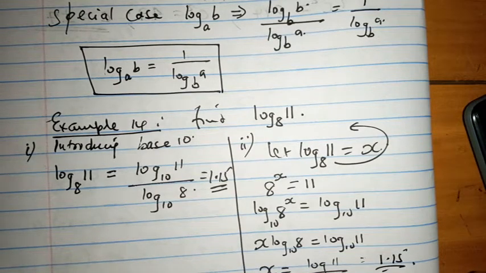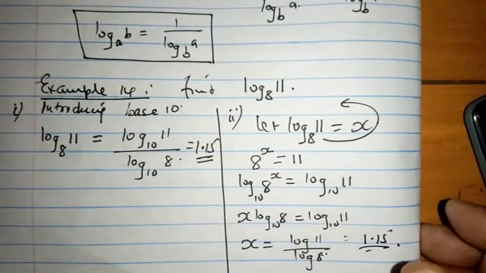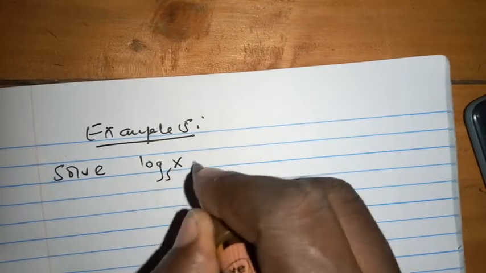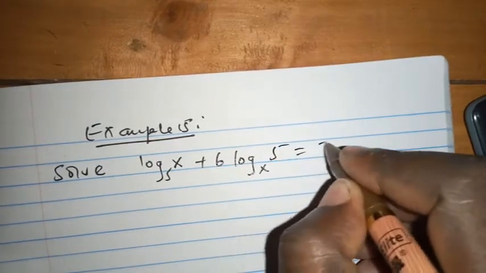I want, in the same video, to explain example 15. Let's see what happens in example 15. Example 15, we are told to solve the equation: log to base 5 of x plus 6 log to base x of 5 is equal to 5.